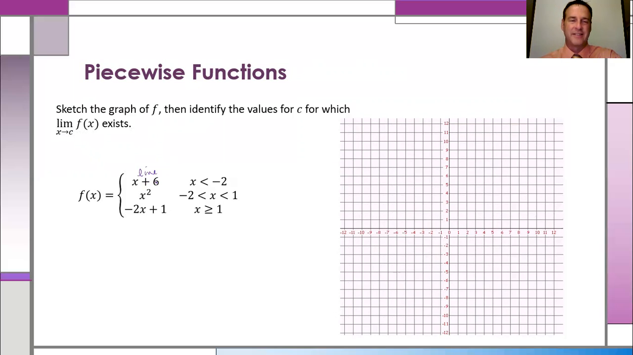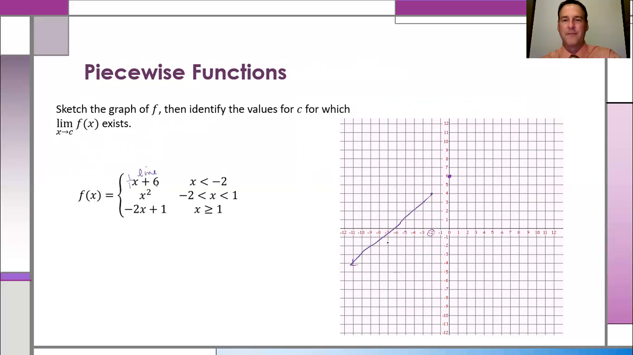x plus 6. Okay, so here is your y-intercept. It's at 6. And here is your slope. Your slope is 1/1. And you don't want the whole picture. You just want from x is less than -2. So as you were to work your way down, -2 is about right here. That's where -2 is. And your slope is 1. So as you were to travel this way, they really only want this part of it.